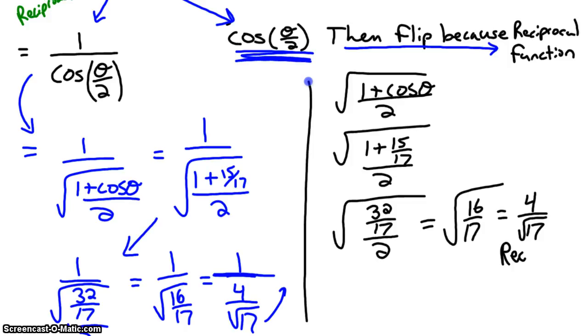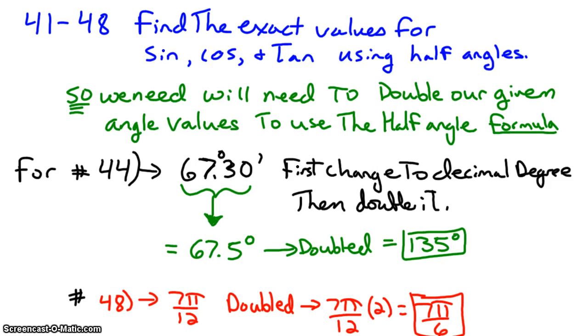So the reciprocal will give me or yield a radical 17 over 4. In this next problem set, 41 through 48, they ask us to find the exact values. And in this case, they want us to use the half angle formula. And so we'll need to double our given value.